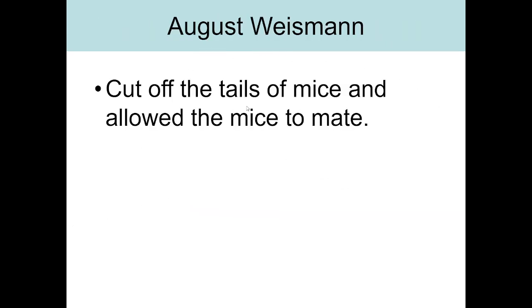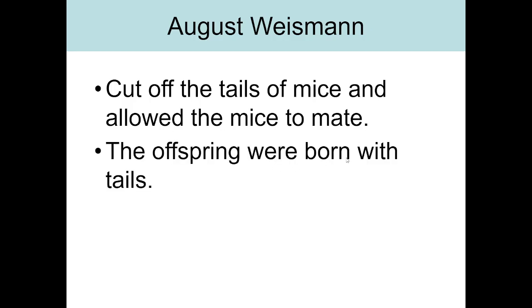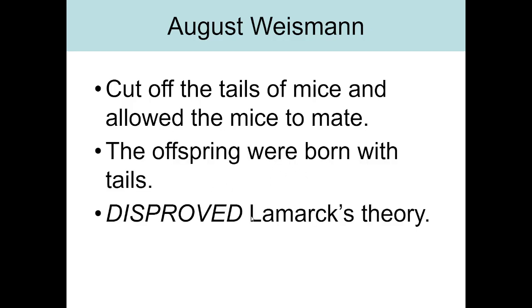August Weismann cut off the tails of mice and allowed the mice to mate. The offspring were born with tails. This disproved Lamarck's theory, because Lamarck's theory would suggest that the mice that had the tail cut off would pass that on to the offspring.